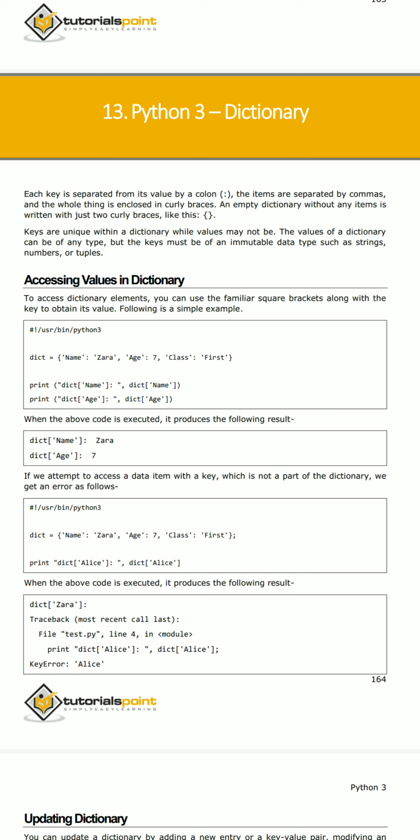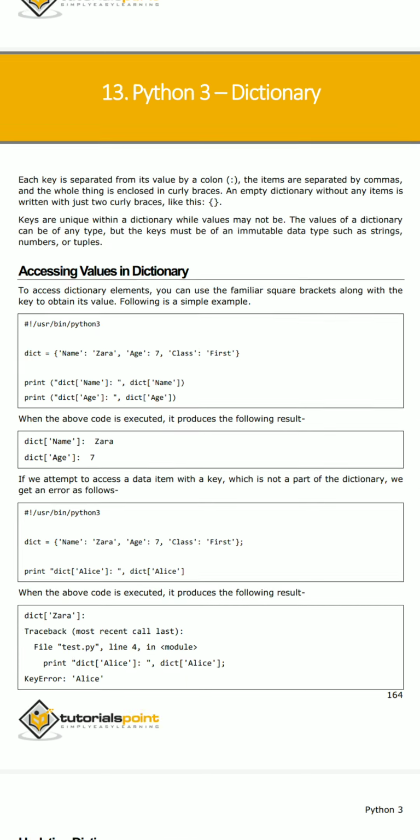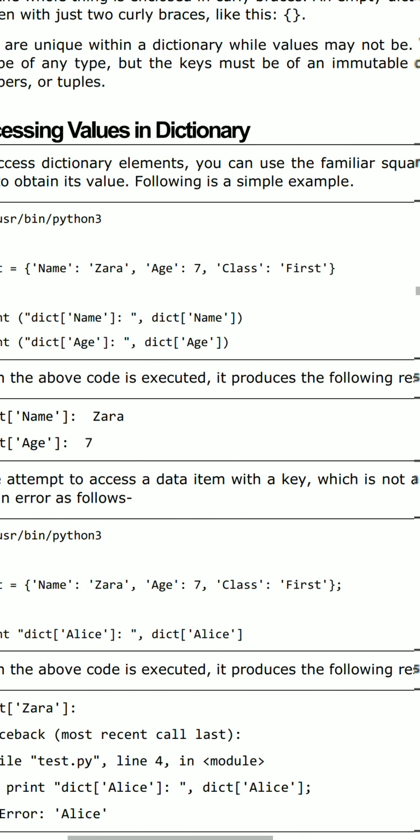Keys are unique within a dictionary, while values may not be. The values of a dictionary can be of any type, but the keys must be immutable data types such as strings, numbers or tuples. Now here is the way of accessing values in a dictionary.